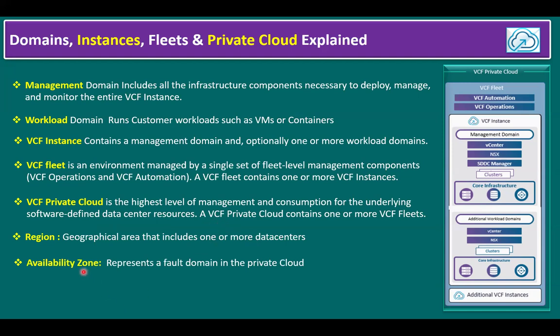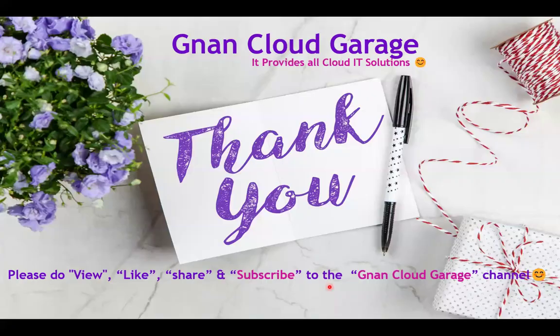And another key point is the availability zone, which represents a fault domain in the private cloud infrastructure. Okay. So hope you understand the VCF architecture, how it works, and the importance of the management domain, workload domain, VCF instance, and VCF fleet, and how they construct a private cloud infrastructure. Okay. That's it for today.